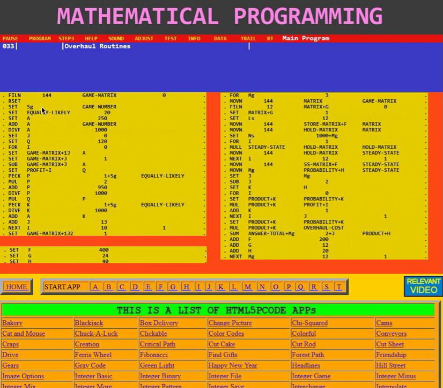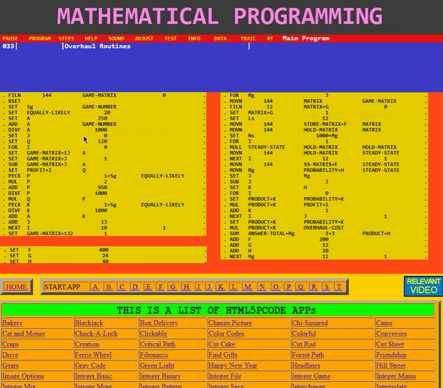Next, it sets SG to the game number. That's going to be used for the C down here of the probability distribution. It's going to be the game number. Then it sets equally likely to 20, sets A to 250, then it adds the game number to it. Well, then it's going to go from 250 to 250 plus 99, which is going to be 349. Then it divides that by 1,000. So that becomes a fraction.